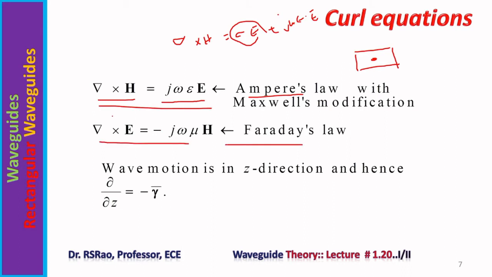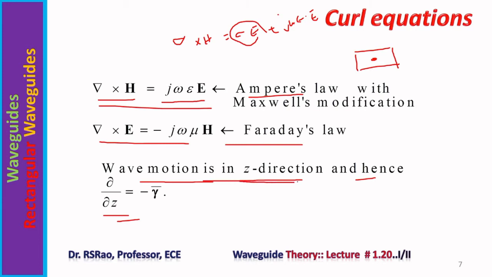In these equations, these are actually vector equations. We can expand them to get curl H and curl E, or we can find their component equations. Now, wave motion is in the z direction, and hence dou by dou z is minus gamma bar. While expanding del cross H, or curl H, it means x cap, y cap, z cap, dou by dou x, dou by dou y, dou by dou z, and then the third row is Hx, Hy, Hz.